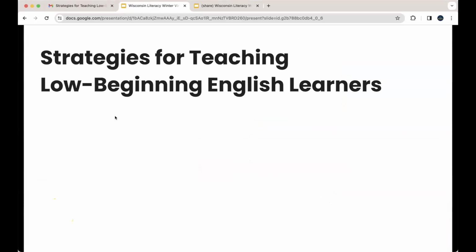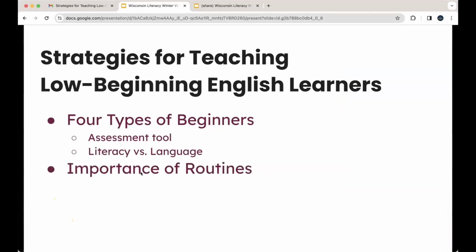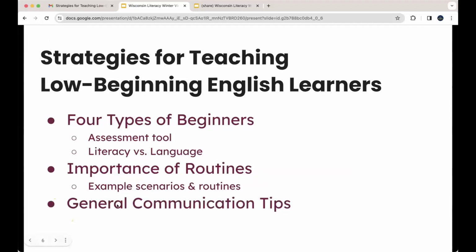All right, so the topic is strategies for teaching low beginning English learners. And my main points today are we're going to talk about different types of beginners. I'll share an assessment tool. We'll talk about literacy versus language. Next, I'll talk about the importance of teaching with routines. And I'll describe 4 different example scenarios and routines to fit those different scenarios. And then I'll end with some general communication tips, and I'll try to leave some time at the end for questions.